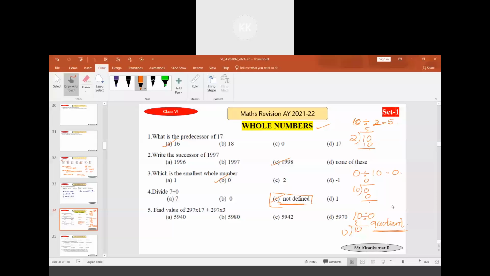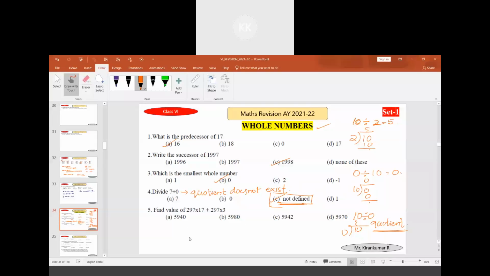You have to remember this. For this, the quotient does not exist. That is the reason it is not defined. You will not get 0. Okay, sir.